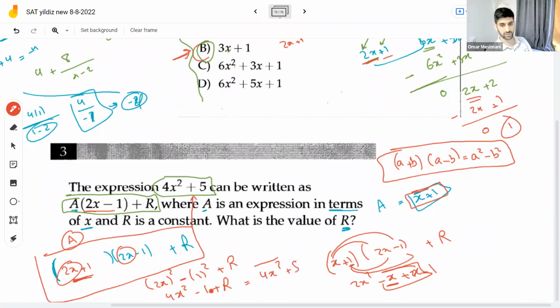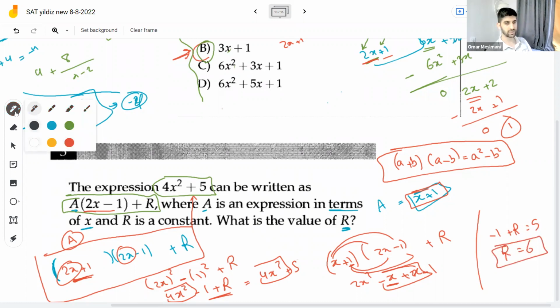Okay, the 4x squared part, I already have it. So minus 1 plus r has to equal 5, and then r is going to be equal to 6. That is the answer. That's how you have to think and how you have to solve it. It's a tricky question. I liked it.